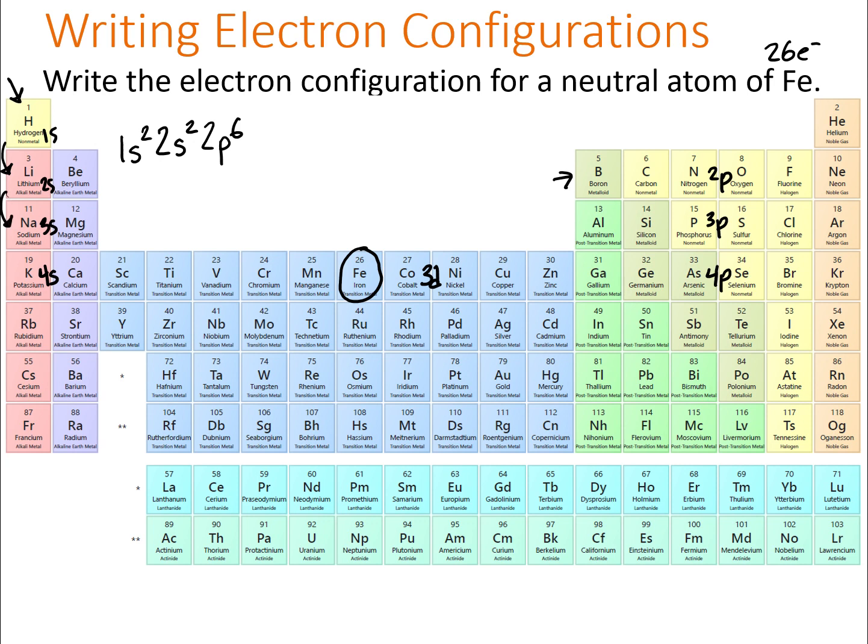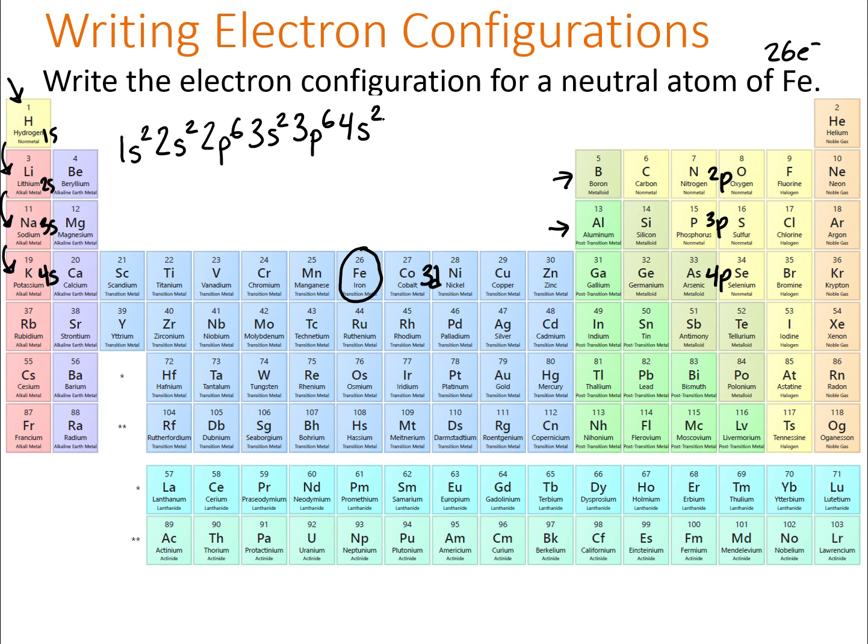We go to N equals 3, and we fill the 3s. And we fill the 3p. N equals 4. That's the street that iron lives on. 4s2 we fill.